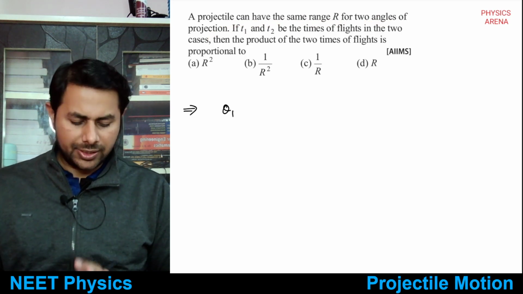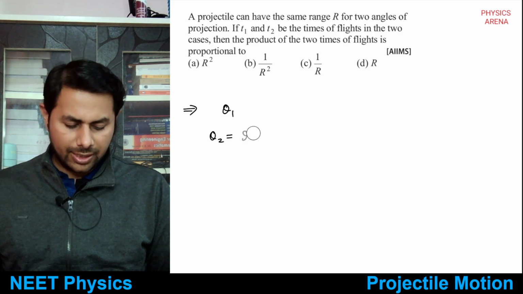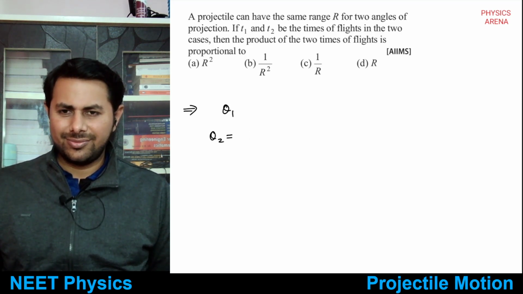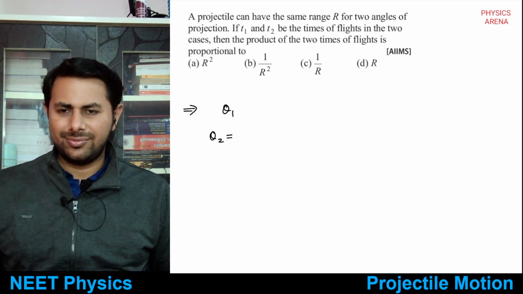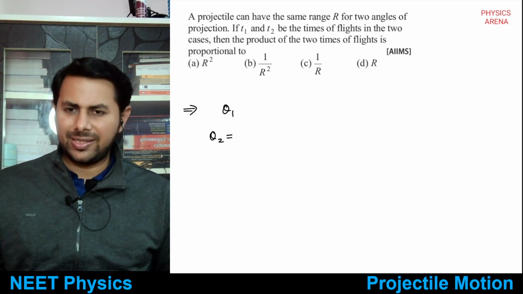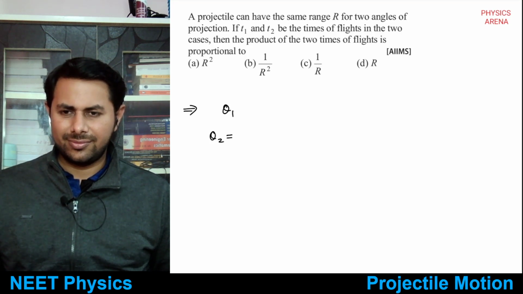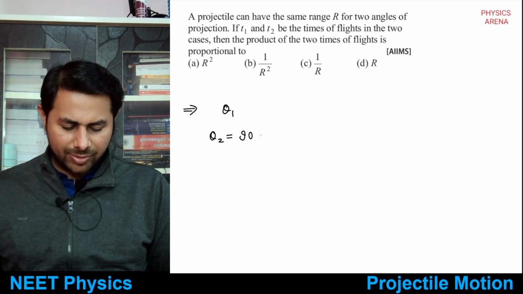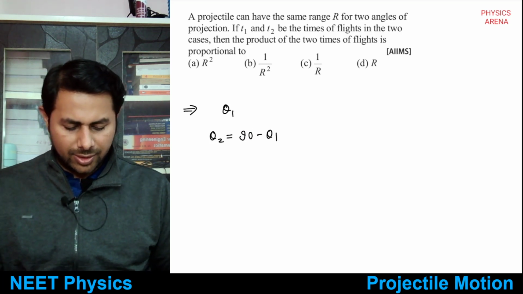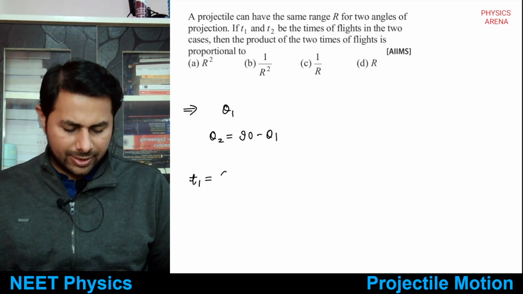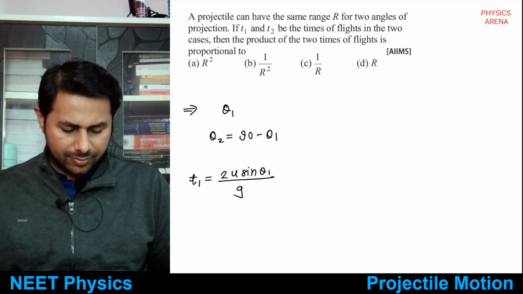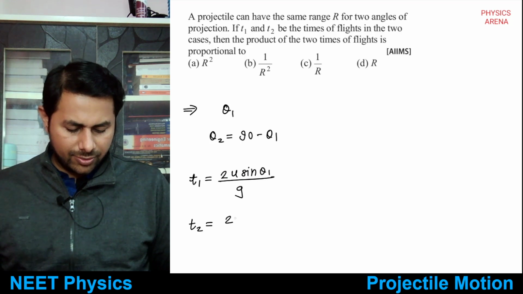So first angle is, you can say, theta 1. So second angle must be equal to what? Tell me. Anyone? You want same range, so what should be the second angle? 90 minus theta. Good. So that should be 90 minus theta 1, right? So for the first one, time of flight is 2u sin theta 1 by g. For the second one, it is 2u sin of theta 2, and theta 2 is 90 minus theta 1, by g.